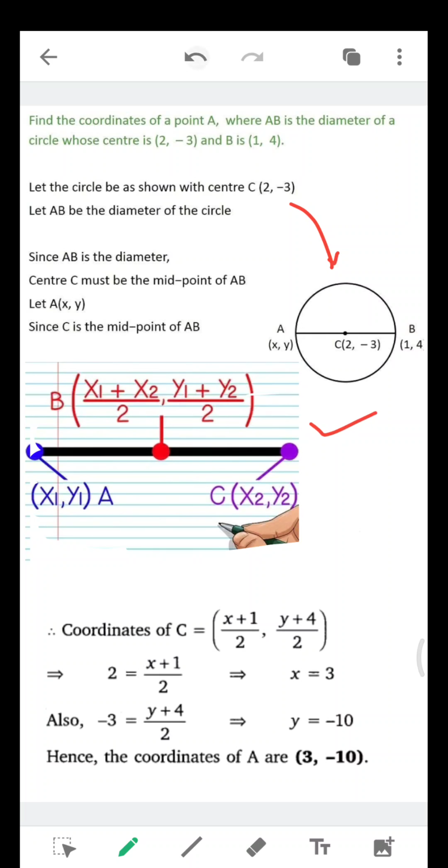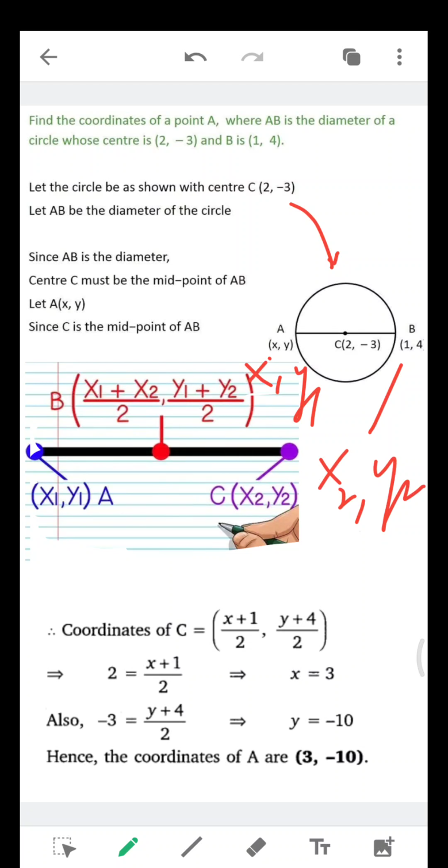I'll not apply section formula here. Okay, so what is midpoint formula? x1 plus x2 by 2 comma y1 plus y2 by 2. So C is equals to x1 plus x2. So what are your x1 y1 x2 y2 here? This is your x1 y1, this is x and y, and this will be your x2 y2. Okay, so x1 y1 is x y and x2 y2 is 1 and 4.